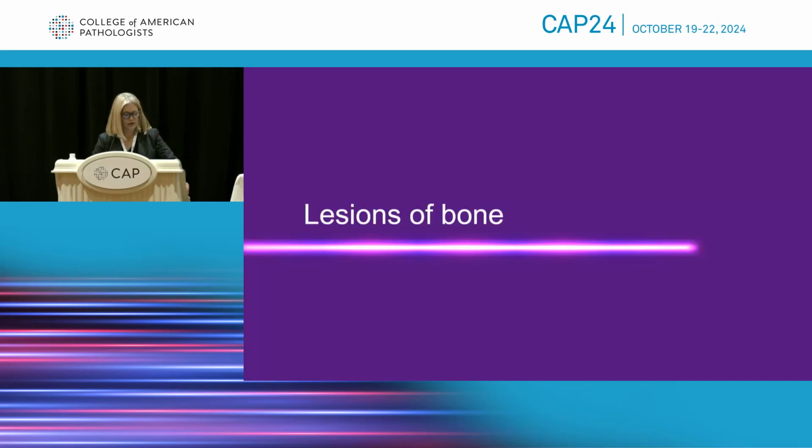All right, we're going to finish up with lesions of the bone, and I do bone tumor pathology. This is a situation when it's actually imperative to understand a little bit about imaging. If you don't, then you've got to get a really good radiologist to help you. I've been doing this a long time, going to a lot of radiology conferences and looking at these for a very long time.